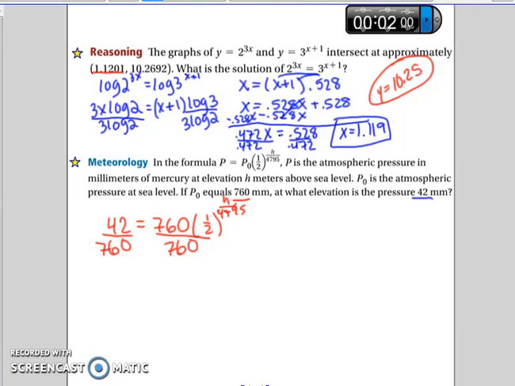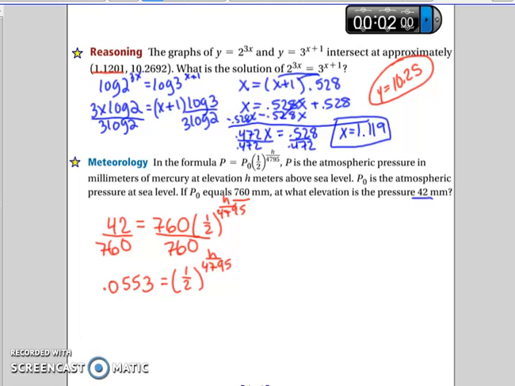So 42 divided by 760 is going to give us 0.0553. And again, it might be slightly off because of rounding, but we want to be as exact as possible. That's why I have 4 decimal places here. So this is going to be equal to 1/2 to the H over 4795.